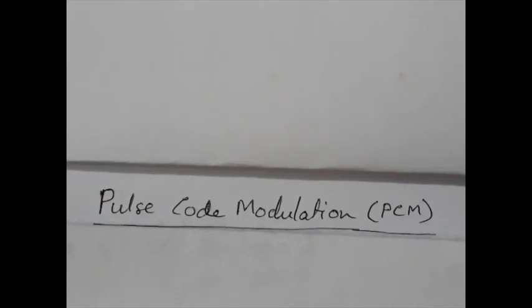Today we will discuss pulse code modulation or PCM. Pulse code modulation is the basics of digital communication system. Whenever we try to send some information, analog information through digital system, we have to convert this analog signal into digital signal. And PCM is the way through which we can do this job.